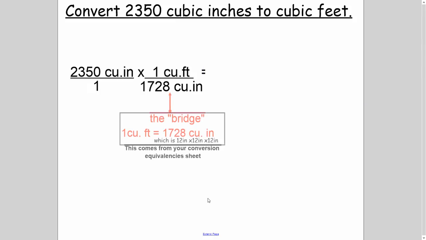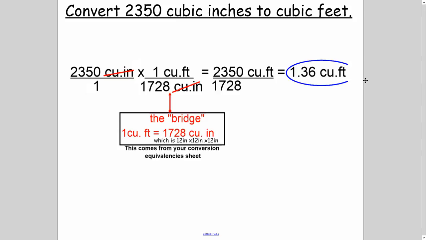I look at my conversion handout and I see that there's 1,728 cubic inches right here and 1 cubic foot. So I put that number in. Across the top I get 2350. On the bottom I get 1728 because the cubic inches have canceled out. There's no units down here anymore. And my final answer is going to be 1.36 cubic feet.